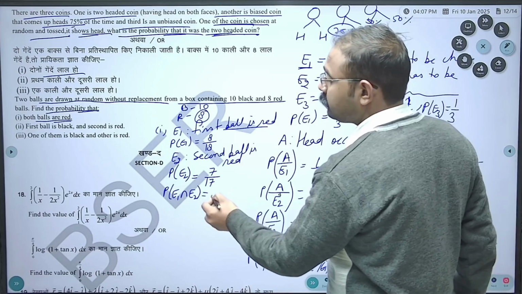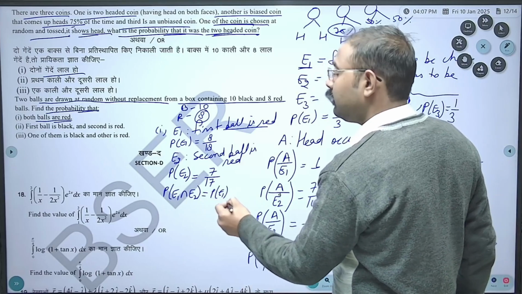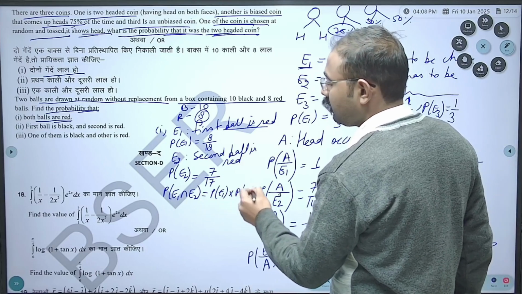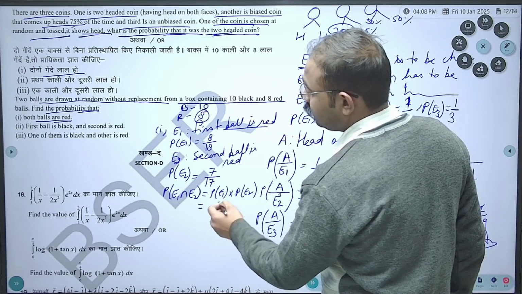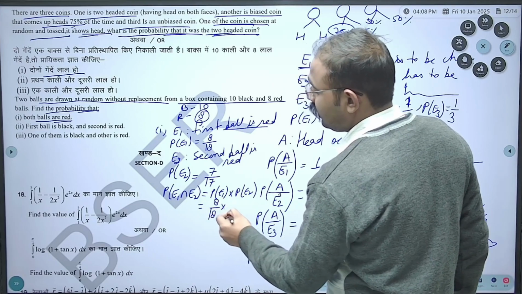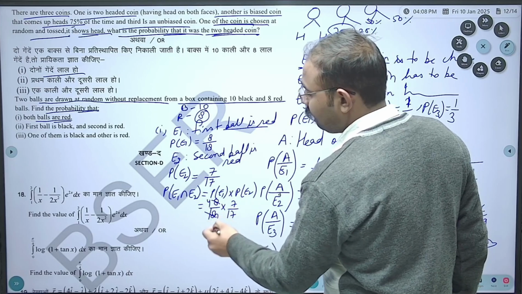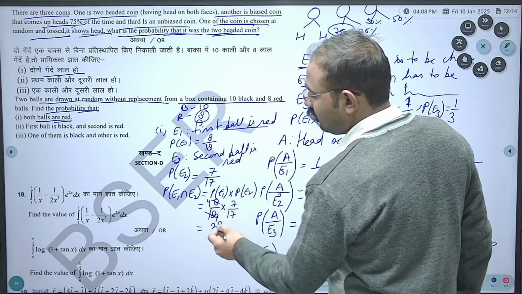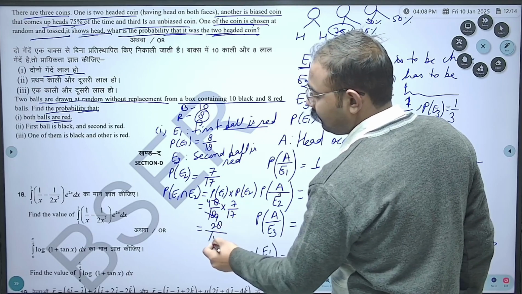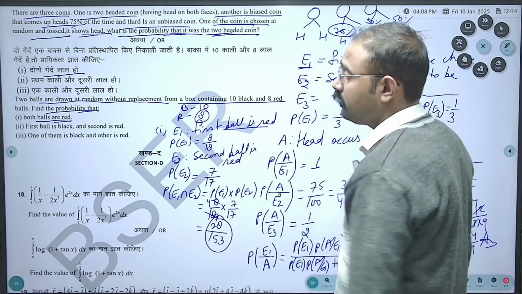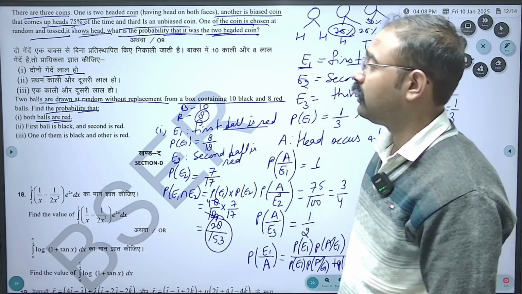So P(E1 intersection E2) is equal to P(E1) multiplied by P(E2). P(E1) is 8 upon 18. P(E2) is 7 upon 17. 2 4s are 8, 2 9s are 18, 4 7s are 28 and 17 9s are 153. This is our correct answer for the first part.